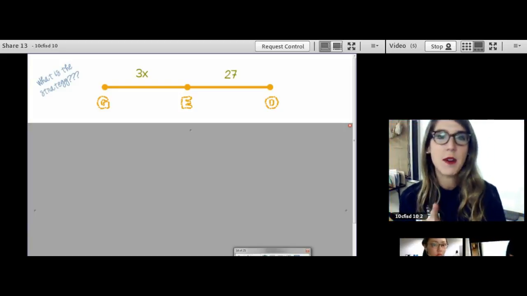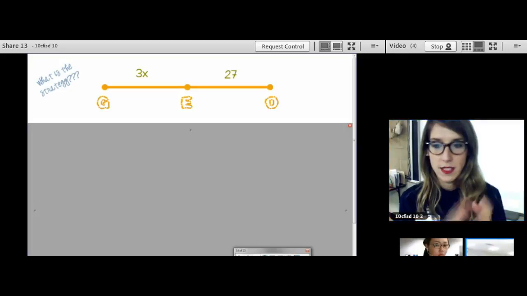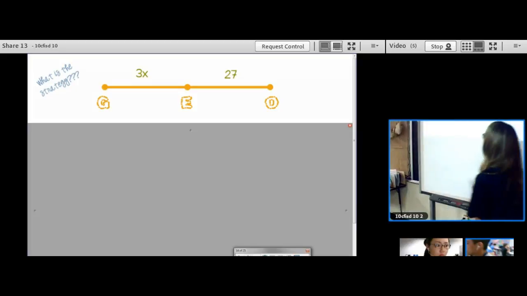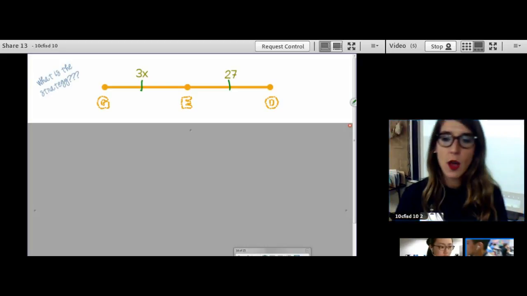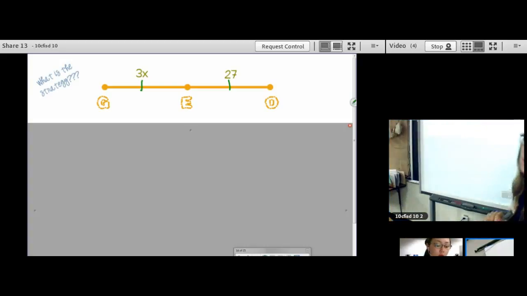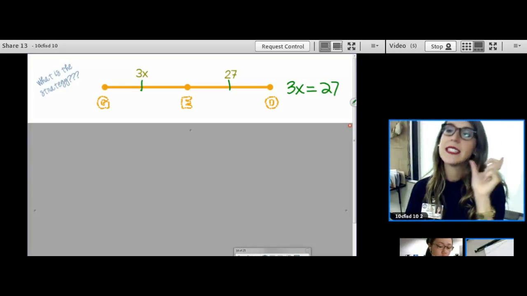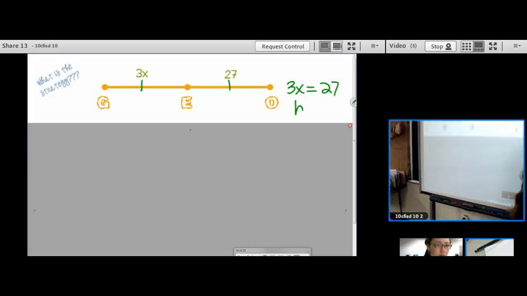Trick question. On this one, you wouldn't solve for x at all because you do not have enough information. Did everyone hear me? On this one, you do not have enough information. I'm going to add this information to my picture. Now, how would you solve for x? So we're blending algebra with segment addition. You would set it equal. 3x equals 27 because segment GE equals segment EO. So that's like setting the half equal to the half.